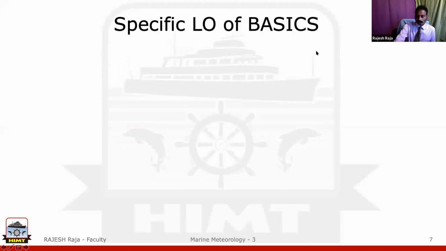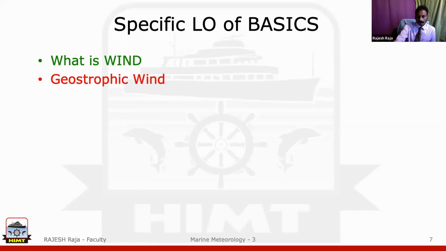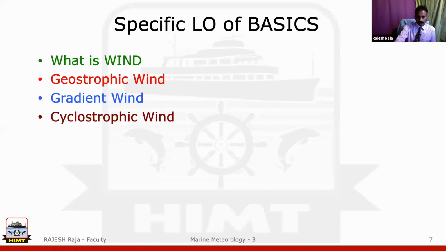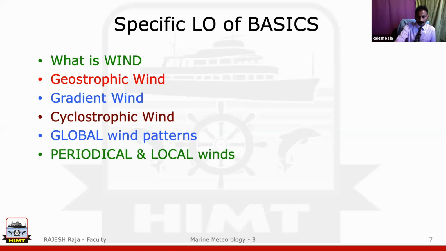Now let us see what is in for us today. We're going to look at what is wind. We'll look at different types of wind, which are geostrophic, gradient, and cyclostrophic. We'll look at a broader picture, which is called the global wind patterns. We'll look into a couple of periodical and local winds also.